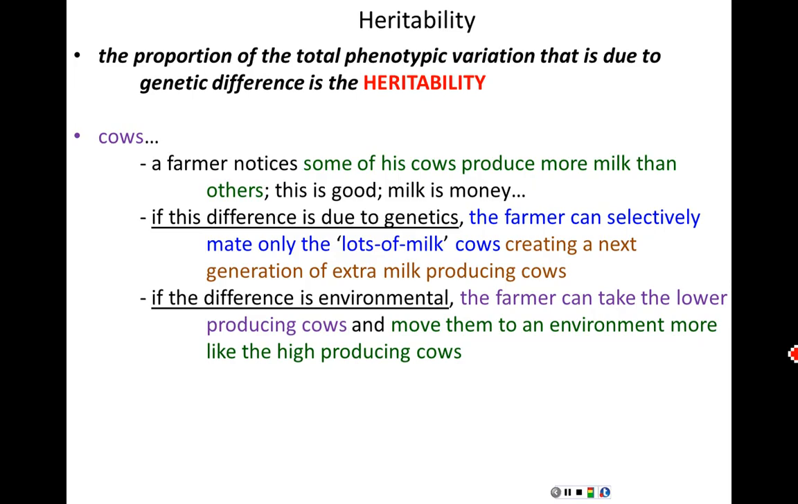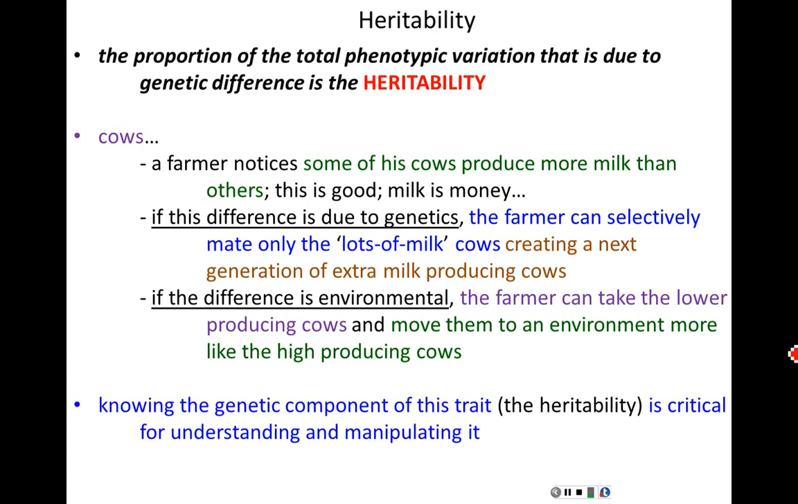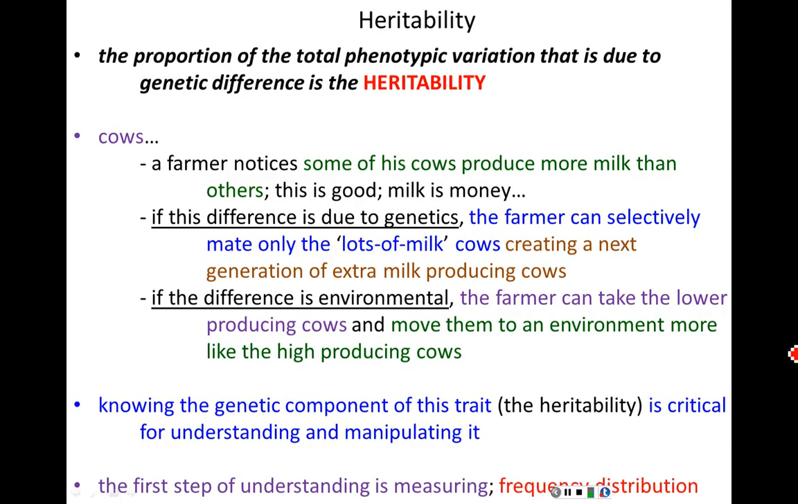You see, the farmer wants to get his low-producing cows to be like his high-producing cows. But his strategy to do so changes dramatically based on whether or not this difference in milk production is due to genetics or due to environment. By knowing and measuring the genetic component of this milk-producing trait, and that is the heritability, by being able to compute and calculate how much the milk production trait is governed by genes, and how much it is at the mercy of the environment, only with that information can the farmer understand and then manipulate that trait.